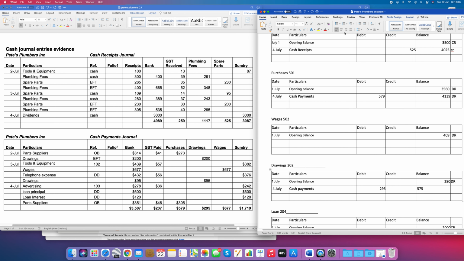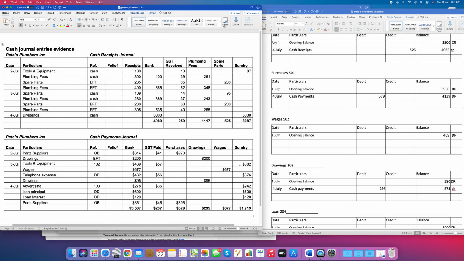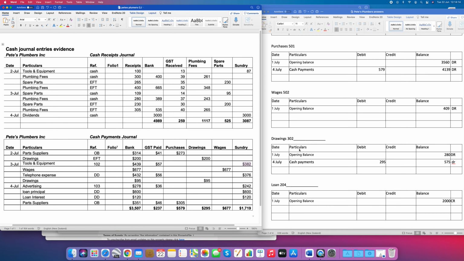Okay, now before I leave you to do the rest of it by yourself, I'm going to have a look at these loan payments. So in the cash payments journal, there's nearly always a lot more things in this sundry column, and so you just have to go through and pick them off. And so first up, we're going to have a look at this tools and equipment, because that's an unusual one. But if you remember from the cash receipts journal, we sold some tools. $87 came in from tools and equipment. And in this one, we've spent some money. So it looks like they've sold a tool and bought a new one.